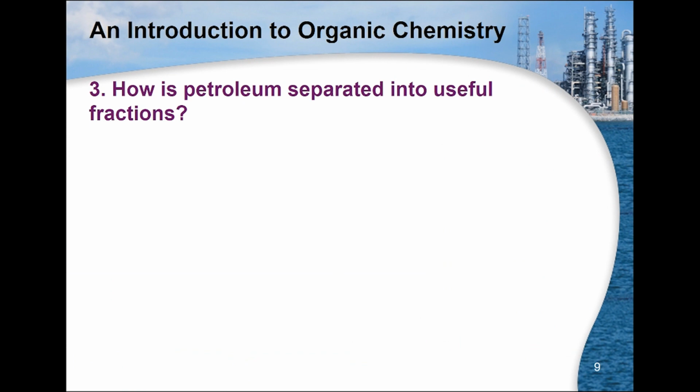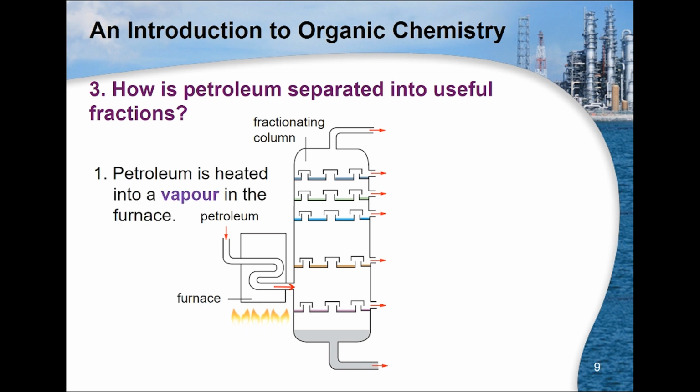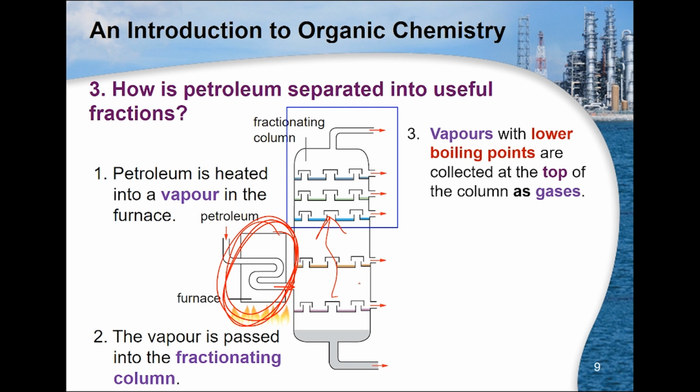So, as you saw in the video, in a fractionating column that's used to separate petroleum, petroleum is first passed into a furnace. Within the furnace itself, it's being heated up so that it becomes vapor. And then the vapor will pass into the fractionating column. Within the fractionating column, vapors that have a lower boiling point will rise to the top of the fractionating column, and they will come out, and usually they are collected as gas.